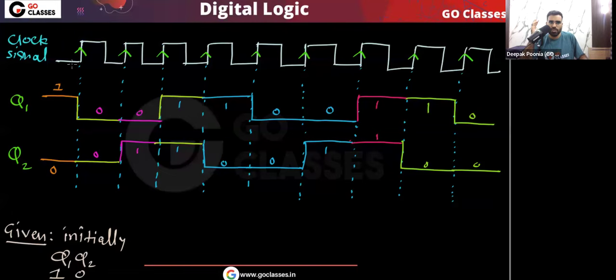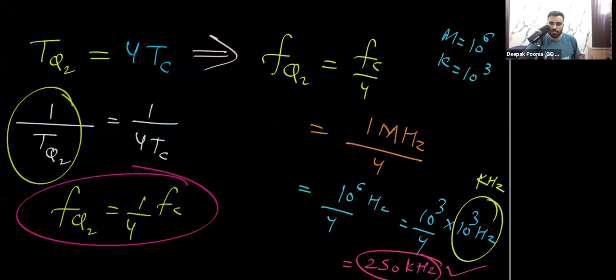You can just take the clock signal, then draw the q1 and q2 output waveforms, and then you can easily find the relationship between the cycle time of q2 and the cycle time of the clock signal. Then you can find the frequency of q2. I hope you understood. Is this clear? The complete analysis of this question so far, is this clear?